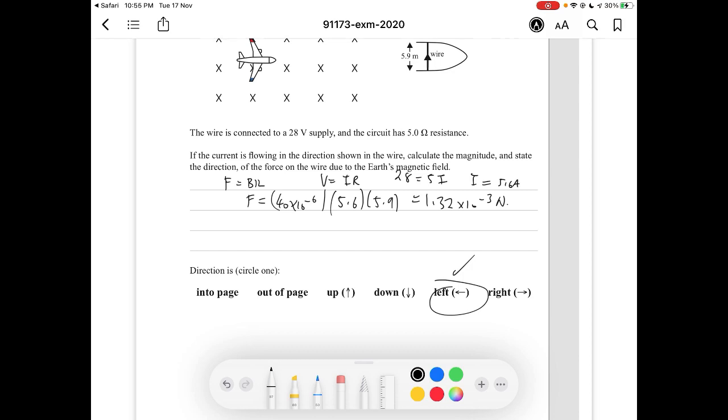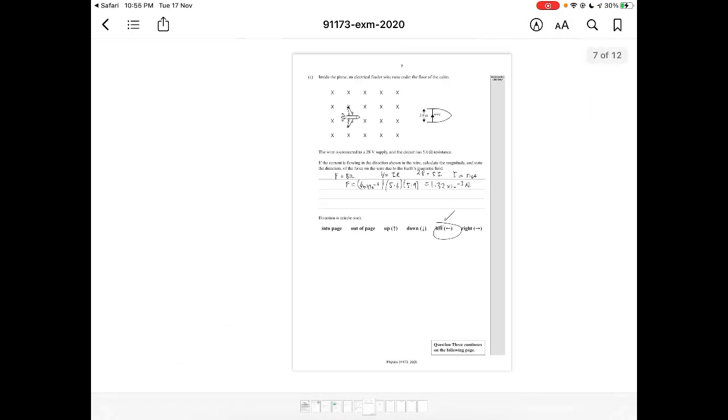Once again, your thumb is pointing in the direction of the current, that's upwards. Your fingers are pointing towards the direction of the magnetic field, which is into the page. And you should find that your palm is facing towards the left. So the magnetic force on this current carrying conductor in the magnetic field is in the left direction.